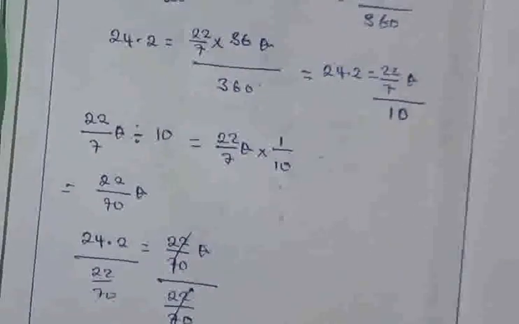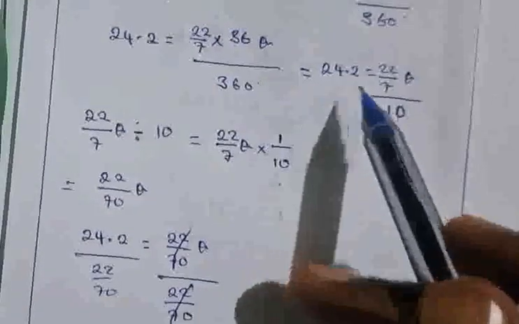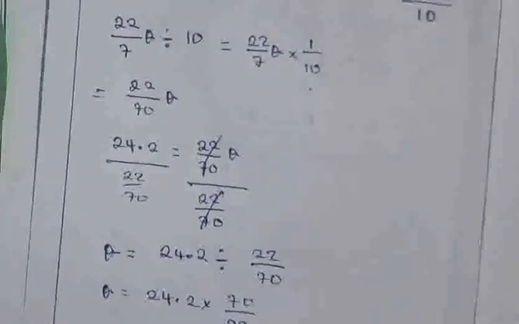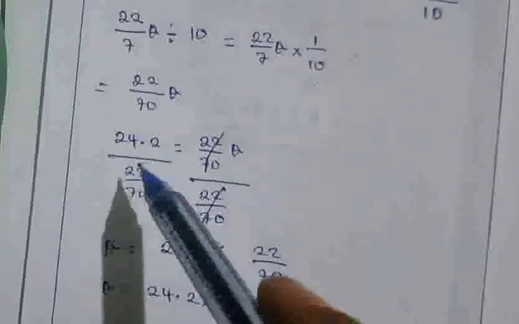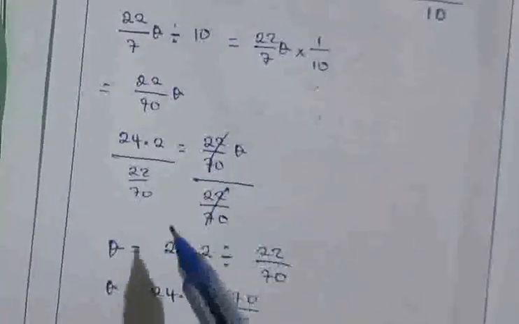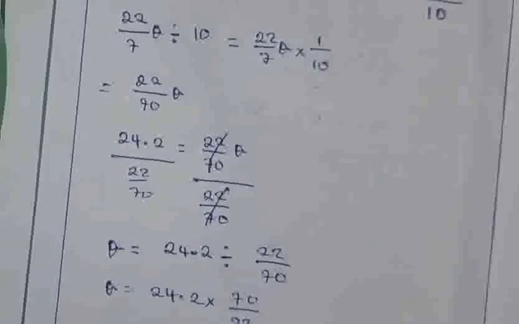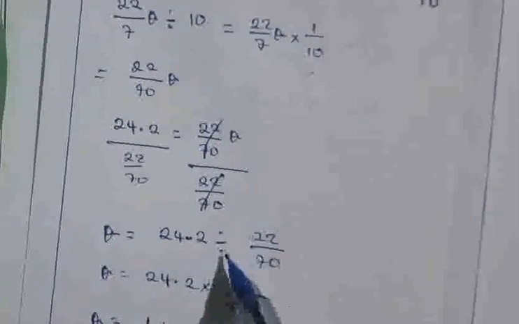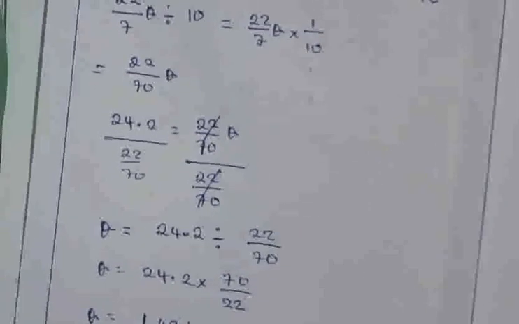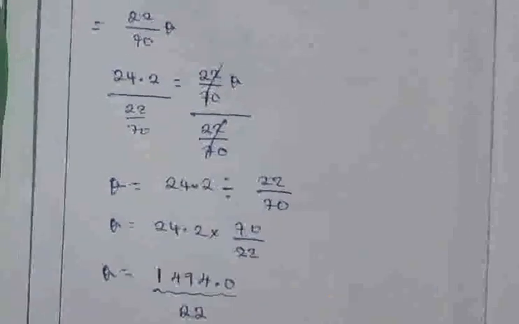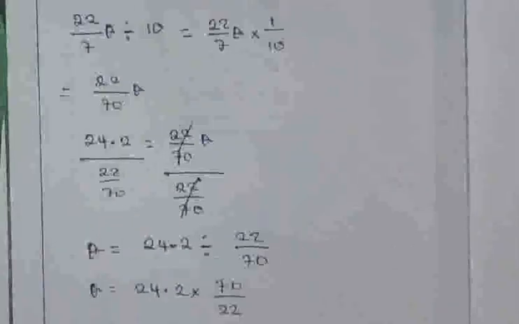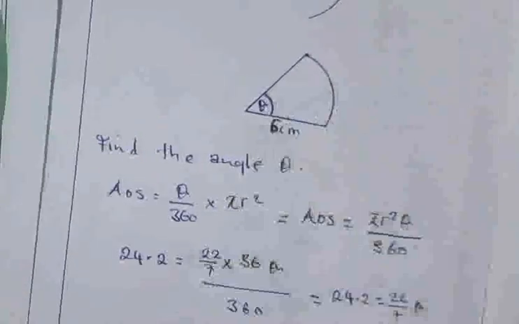Then from there we introduced the 24.2 here to be equal to this one, and then we divided these fractions, and again we had to simplify this further, because we cannot have 24.2 over 22/70. It doesn't make sense, does it? So again we said 24.2 divided by 22/70. Then we got the reciprocal there. Then we found this one, and finally we had our answer, which is 67.9. This is the size of the angle theta.